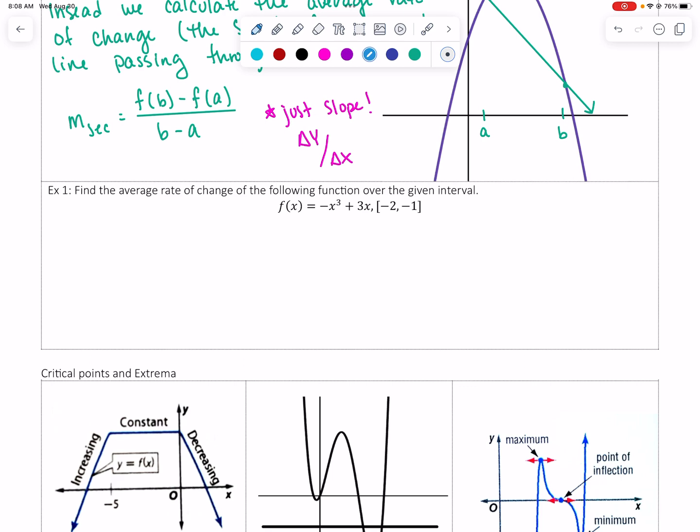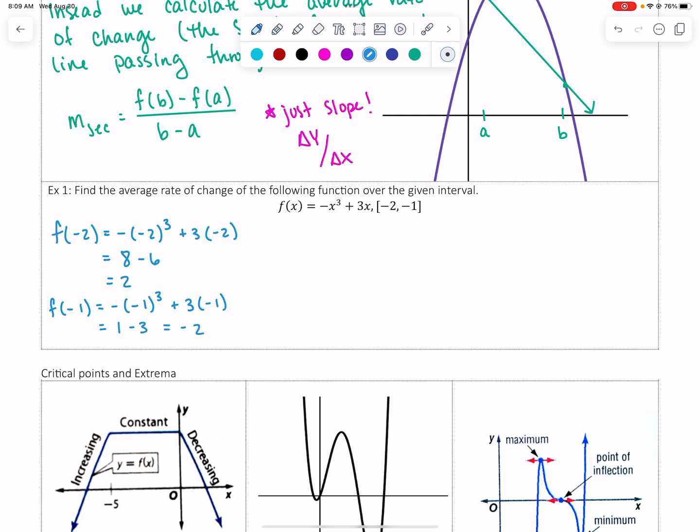So the first thing that we need to do is find f of -2. We're going to plug that in. So negative -2 cubed plus 3 times -2. That's going to be negative -8, so it's positive 8, minus 6, which is 2. Okay? And then we're going to calculate f of -1. Again, just plugging it in here. So we have negative -1 cubed plus 3 times -1. That's going to give us positive 1 minus 3, which is -2.